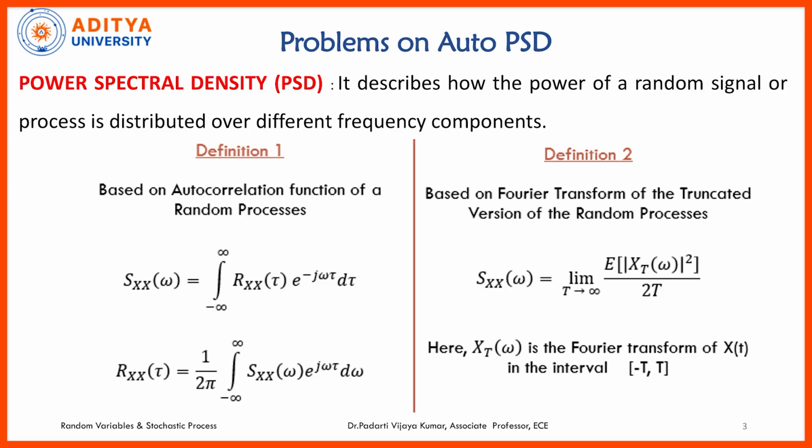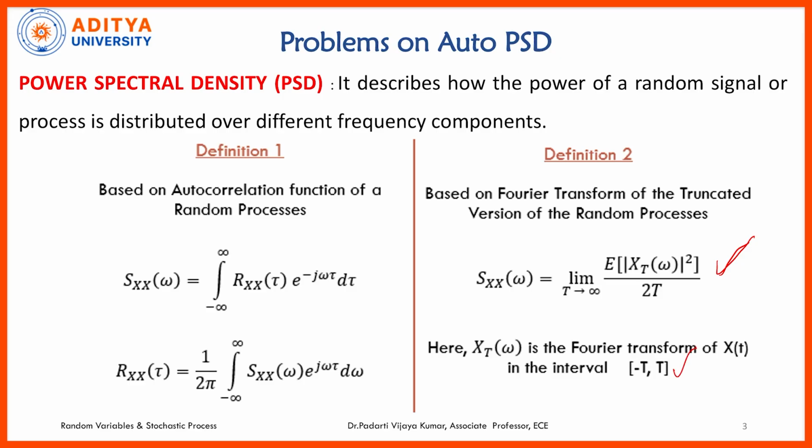We know that the power spectral density is nothing but how much power a random signal is distributed over different frequency components. The power of the random signal distributed over different frequency components is given by the power spectral density. The power spectral density is mathematically defined in two ways. One definition, in general, is the limit T tends to infinity of the expectation of |X_T(omega)| whole square by 2T, where X_T(omega) is nothing but the Fourier transform of the random process, which is restricted over the interval minus T to T.